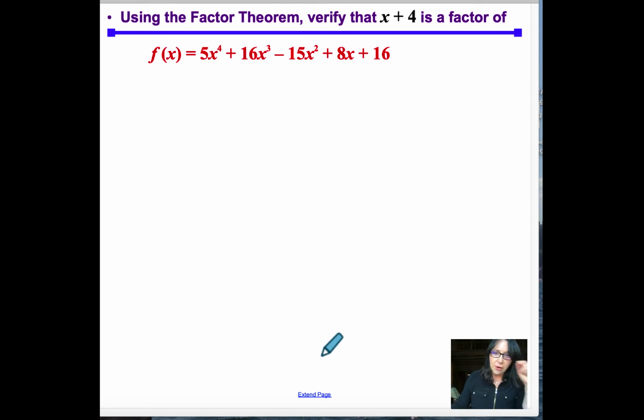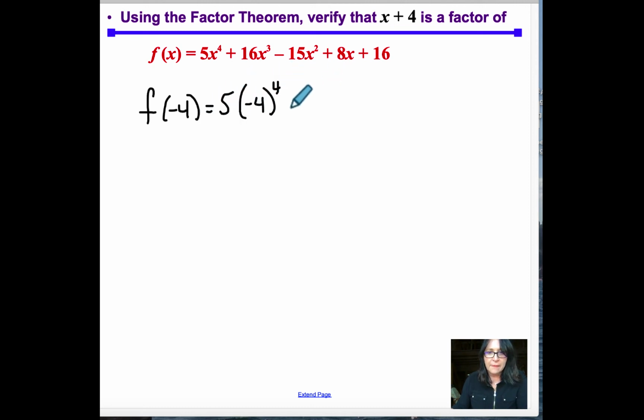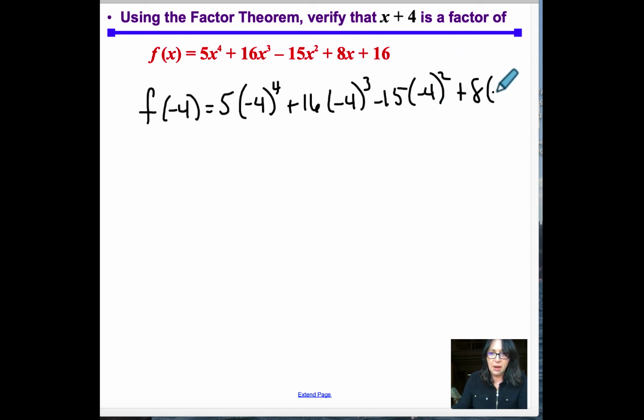Using the factor theorem, verify that x plus 4 is a factor. Now, I don't have to do too much other than just say, I'm going to plug in negative 4. So plugging in negative 4, I'm going to get 5 times negative 4 to the 4th plus 16 times negative 4 to the 3rd power minus 15 times negative 4 squared plus 8 times negative 4 and then add 16. Just to be honest, I don't know if I would actually multiply all this out on my calculator or type this into my equation and look at my table to see if negative 4 is a factor.